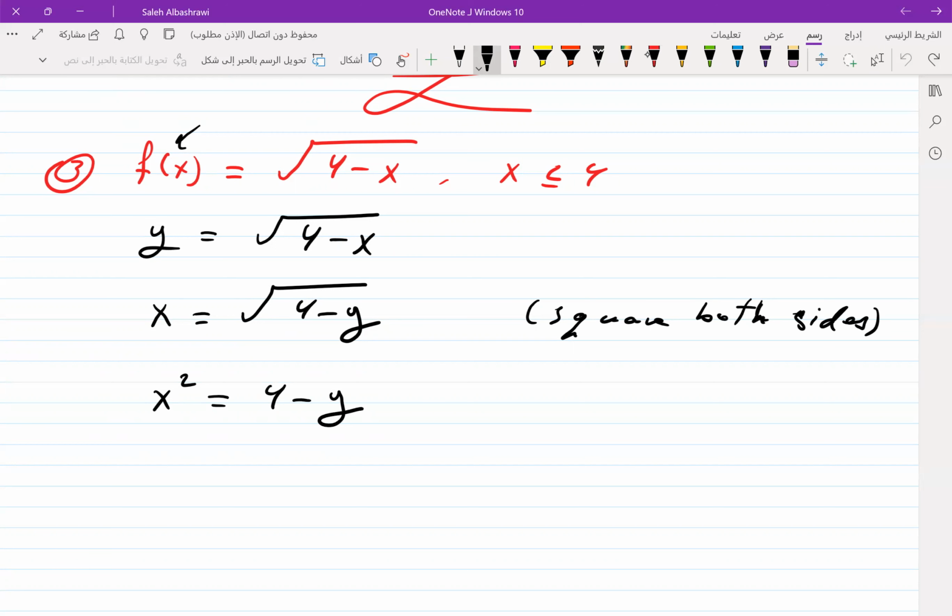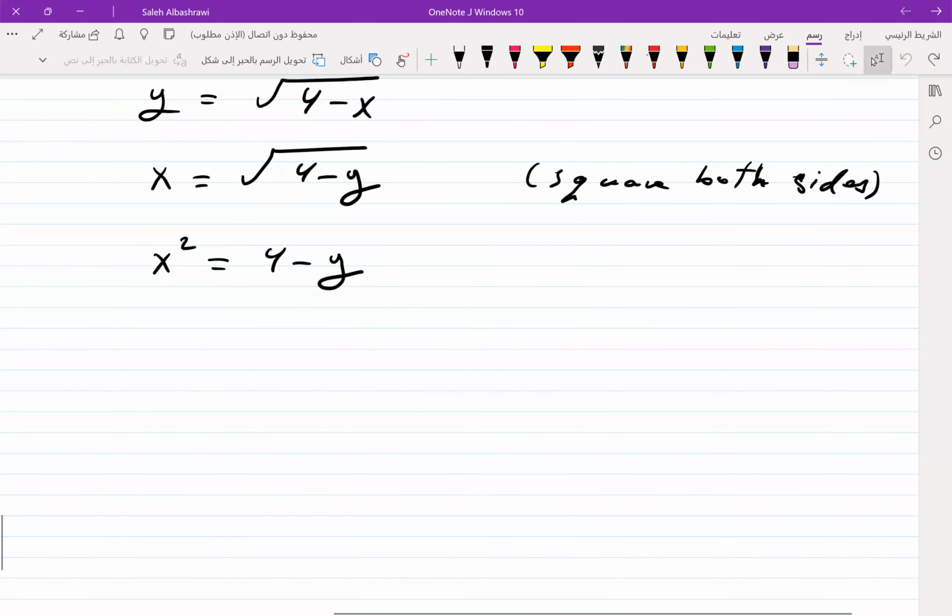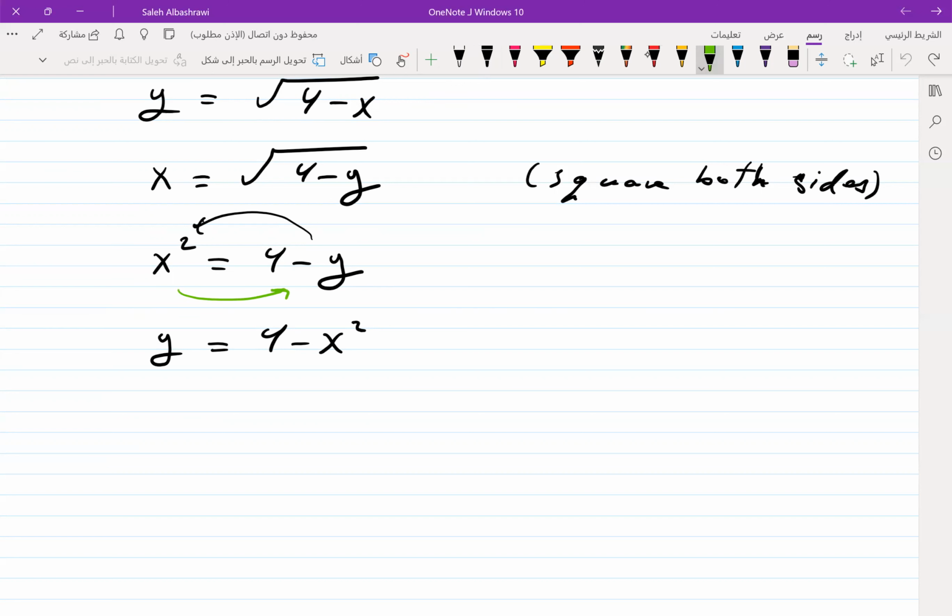Now to solve for y, I can shift this to the other side and keep x squared on the left-hand side. I will have y equal to 4 minus x squared. Now y equal to 4 minus x squared.